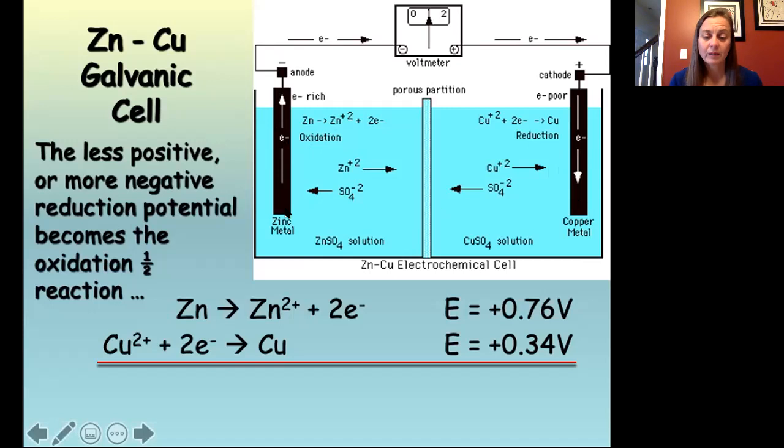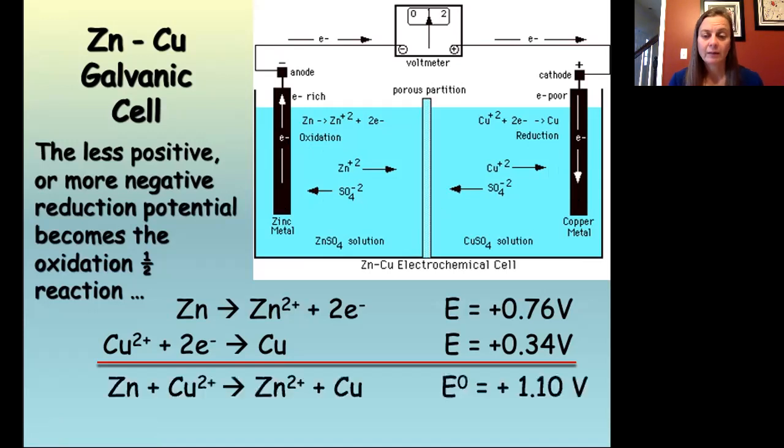One more piece that we can determine from this information is what the cell potential is. So you notice that when we flipped the zinc reaction to become an oxidation reaction, we also flipped the sign on the half cell potential. And so now we're going to add them up, and we can find that the cell potential for this cell is 1.10 volts.